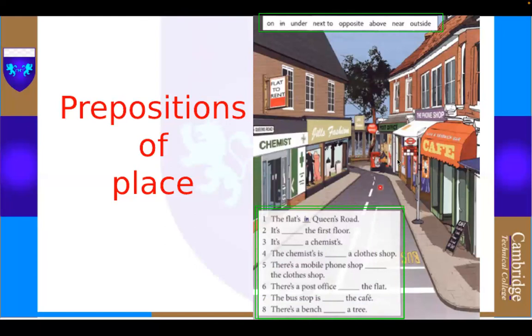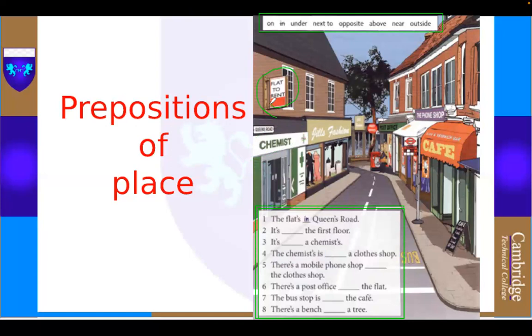So let me help you with something. This is the cafe. To make it easier for you, because some of them are a little bit hard to find. This is the phone shop, you see? This is the pharmacy. Chemist is a pharmacy. This is the flat.